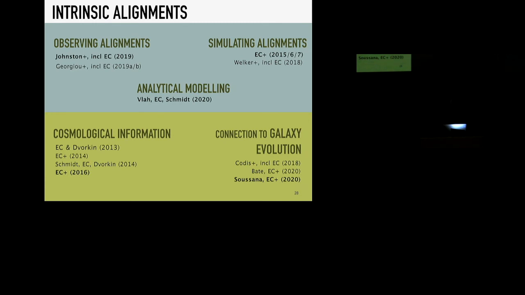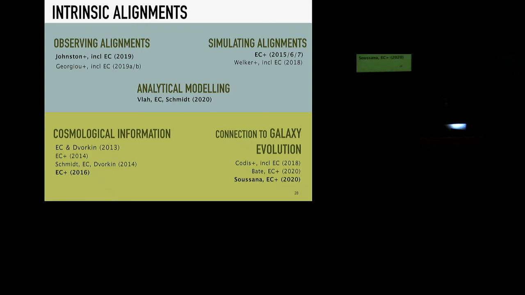So I want to tell you a little bit about how we make progress in understanding intrinsic alignments from different approaches. First of all, we want to make as many observations of this phenomenon as possible using current surveys to make sure that we enable the future surveys to go on. But the observations have their limitations, and so another avenue towards understanding this phenomenon is simulating it with cosmological simulations. And of course, we want to develop more physically based models, more analytical models that can describe the phenomenon.